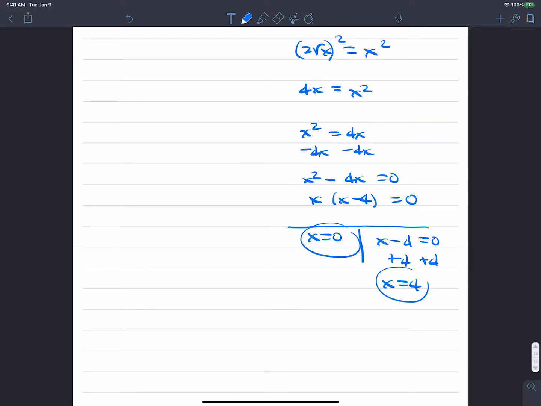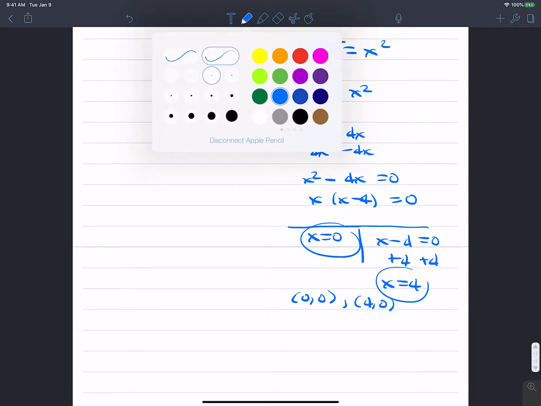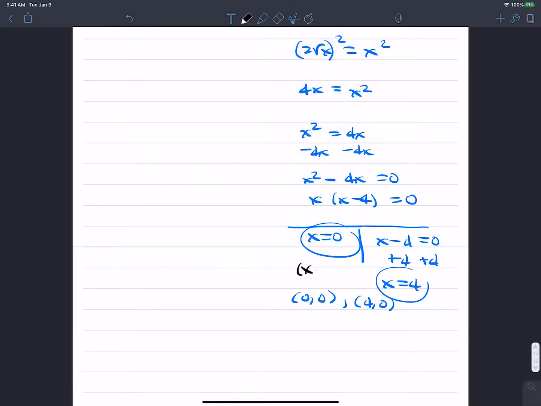So this is the location of my x-intercepts. So we know the address is going to be 0, 0, and 4, 0. Let's be clear this time, okay? That's the x value. So your address for x-intercepts typically look like this. Some x value, comma, 0. So these we're going to use. X-intercepts.